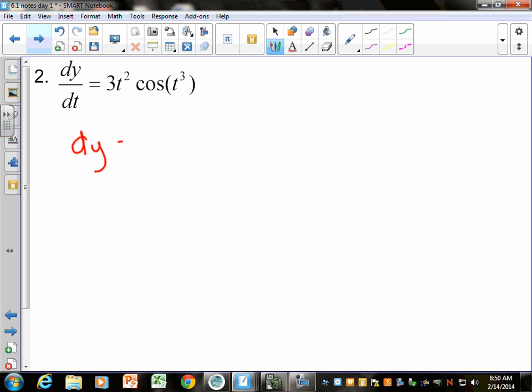So I'm going to move this over, and notice that they could use any letter that they want. Normally we think of it in terms of x, so that's why it's dy over dx. But if it's in terms of t, then we would say dy over dt.